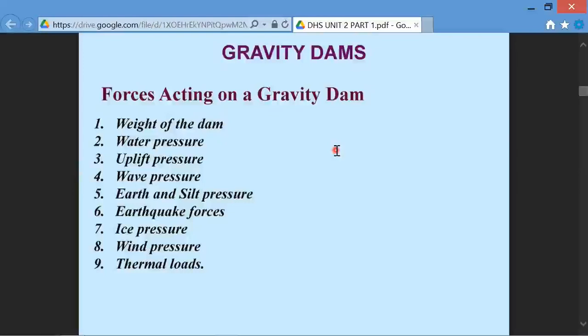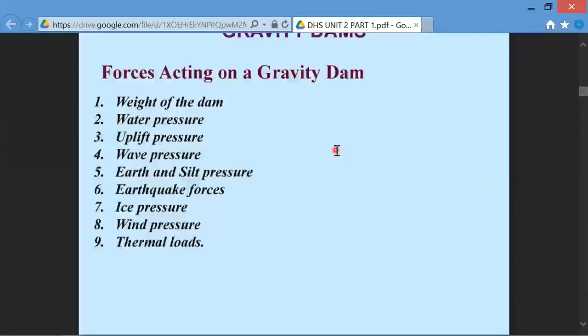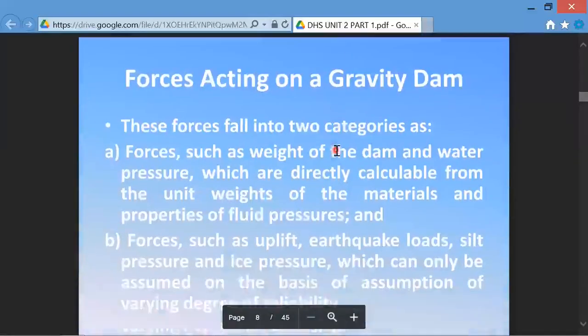Now for every force, there is a different formula. There are various formulas basically. So therefore, one by one, we will see the details of each force.